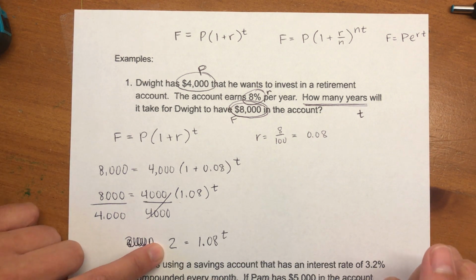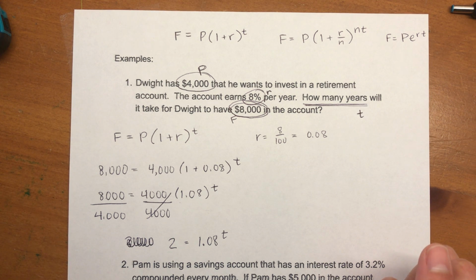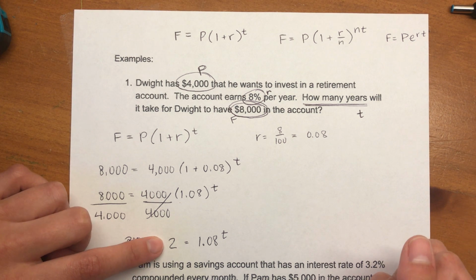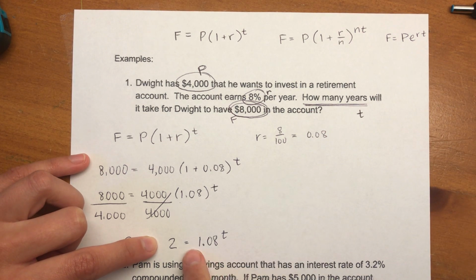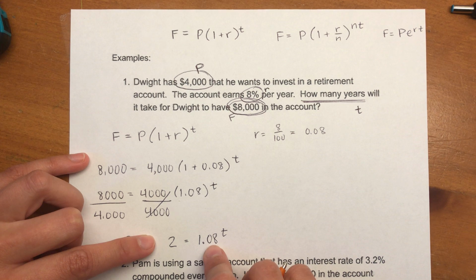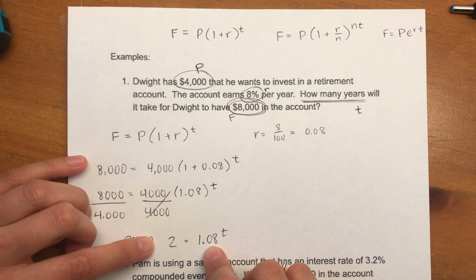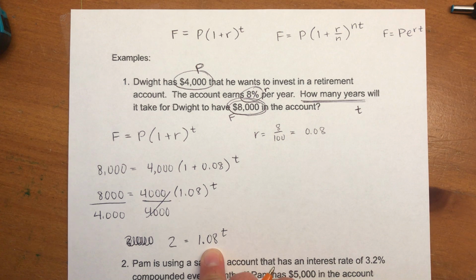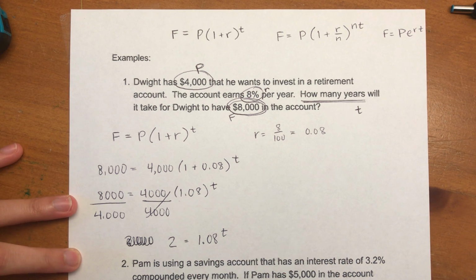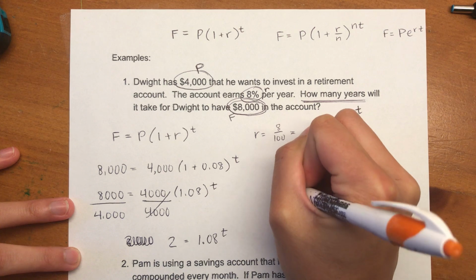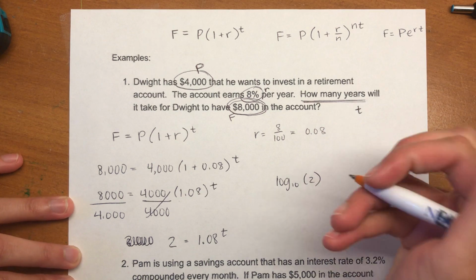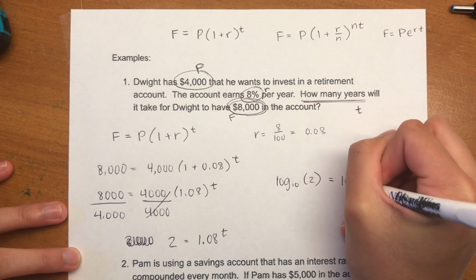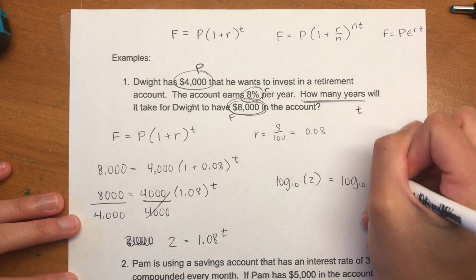Now I have 2 equals 1.08 to the t, and just like in the do now, I can take the log of both sides. If I take the log base 10 of both sides, I could take the log base 1.08, but that's a little bit trickier because we would have to use the change of base formula, and log base 10 just seems nicer. By all means, you can do that if you want and see if you get the same thing. You will. But I'm going to use the log base 10 because it's a little bit more efficient.